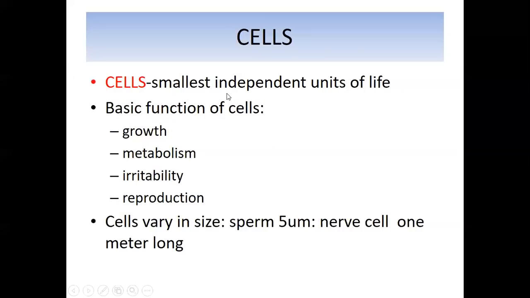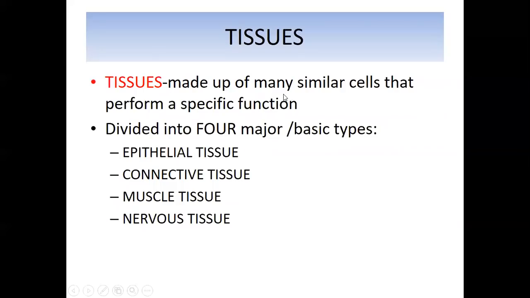And the tissue is made up of cells. The cell is the smallest independent unit of life, and the tissue is made up of many similar cells that perform a specific function. This is the most important term that you have to know. The tissue is divided into four major types. We have the epithelial tissue, the connective tissue, muscle tissue, and also the nervous tissue.